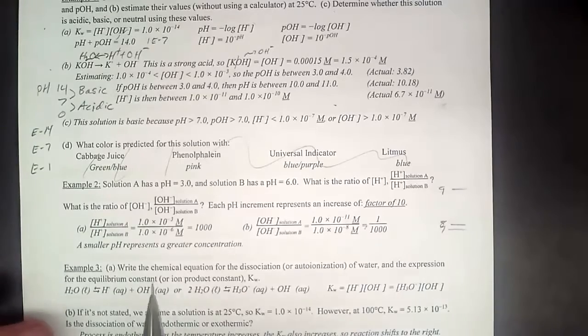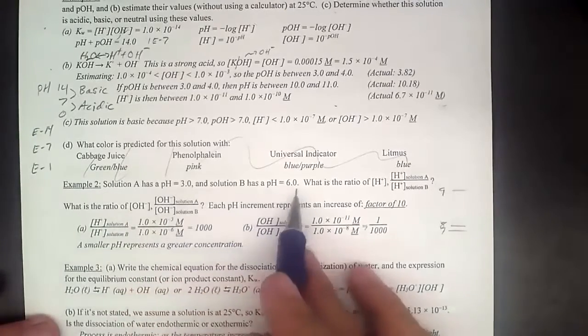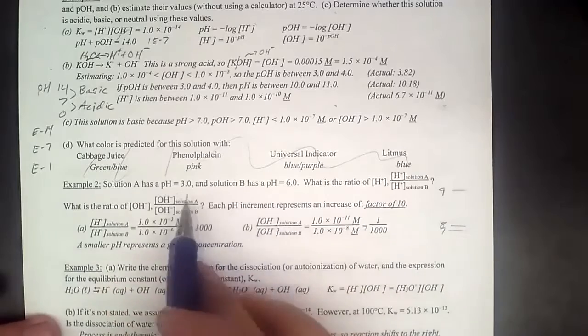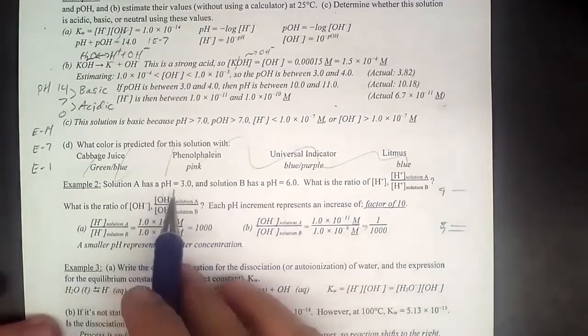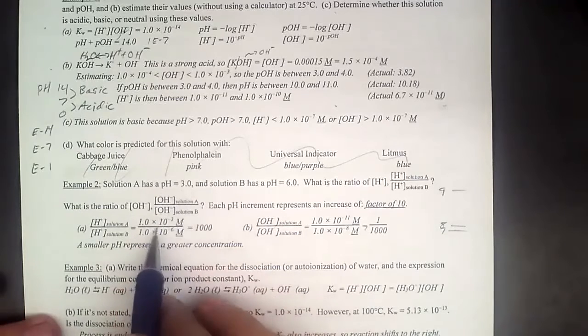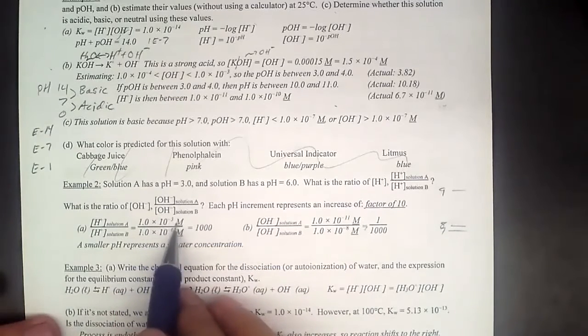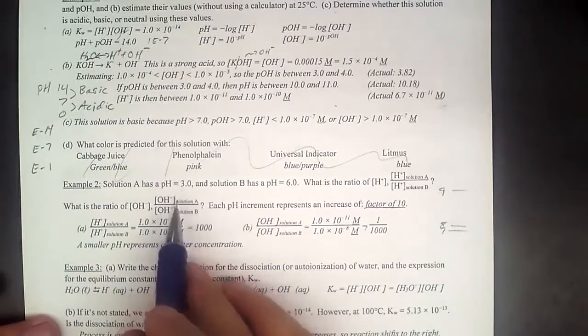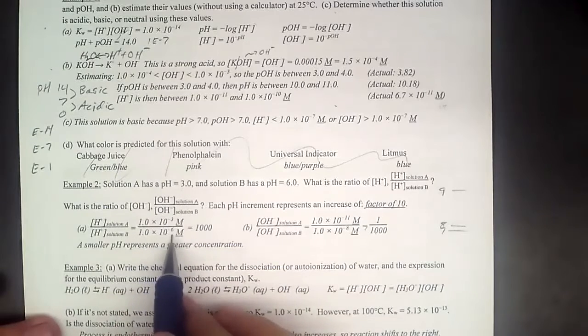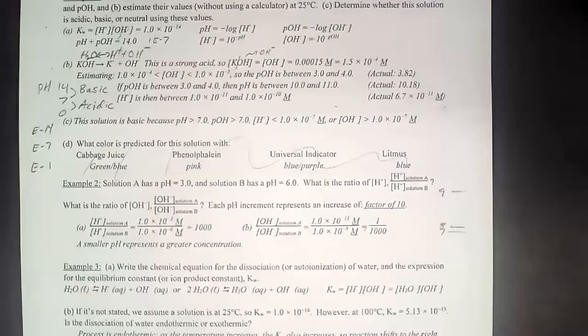In example 2, they want us to compare pH 3 and pH 6. So what would the molarities of that be? Well, pH 3 would be the inverse log of negative 3. So you would get 1 times 10 to the -3 is the molarity that corresponds to this, and 1 times 10 to the -6 is the molarity that corresponds to that. And these are different by 3 decimal places, which means that this is 1,000 times bigger than that one.